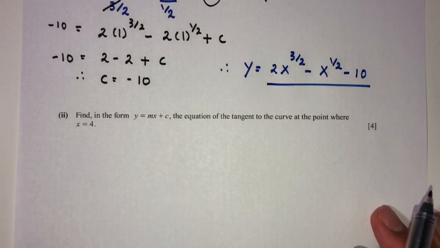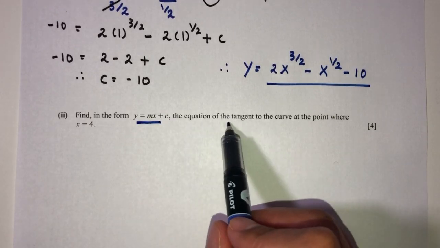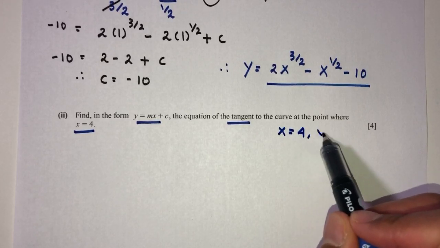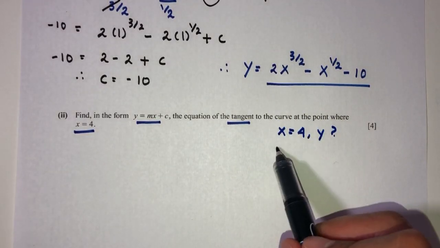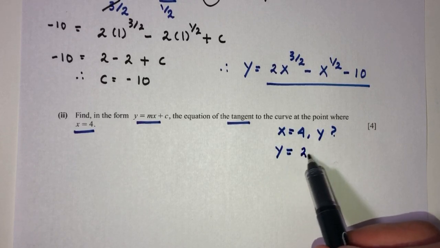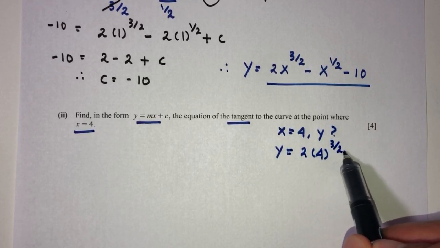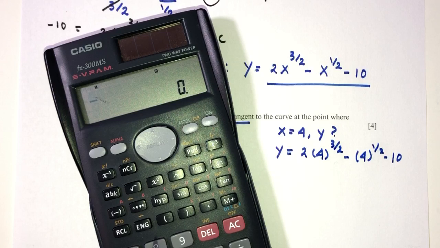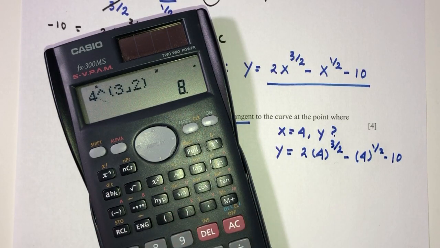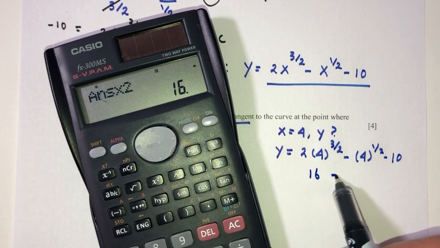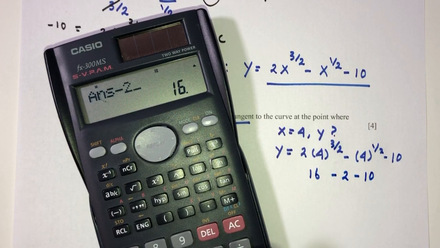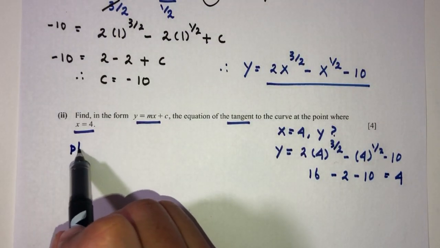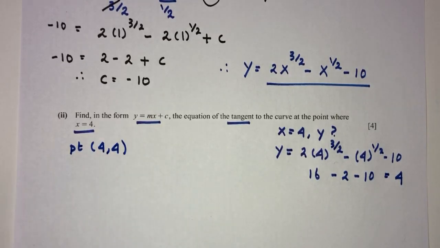Now for part 2, we have to find, in this form, the equation of the tangent at the point where x equals 4. So we know that x is equal to 4, but what is the value of y? Replace back in here, you will have y is equal to 2 times 4 to the power 3 over 2 minus 2 times 4 to the power half minus 10. So 4 power 3 over 2, that will be 8 times 2, that will be 16, minus 4 minus 10. That will be 2. So the point is 4, 2.